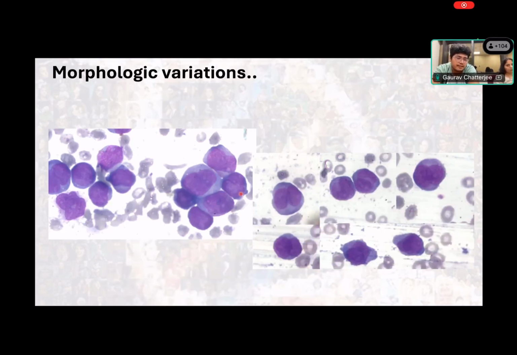So there could be some morphology variation. What about this case? Maybe Preeti can take this. Can you describe this cell for me, Preeti? Yes, sir. It's a large cell with moderate basophilic cytoplasm, fine chromatin, and 2 to 3 prominent nucleoli, sir. But there is a small amount of granules, so it can be a hypogranular variant of APML, sir.